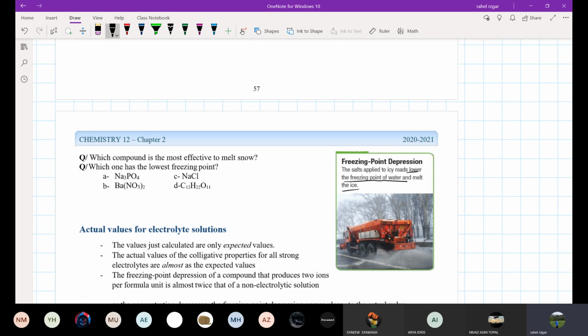If we add some solute, the freezing point of the water will decrease. Then the water cannot freeze at 0 Celsius. It will freeze at a lower temperature. That's why it will melt the ice.